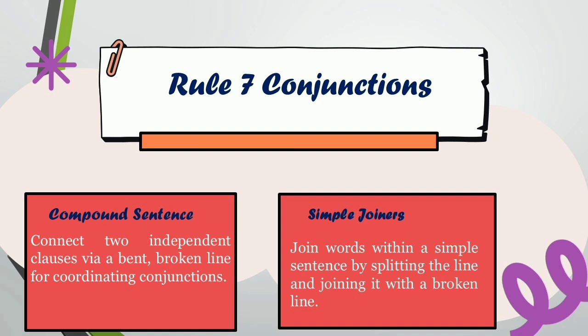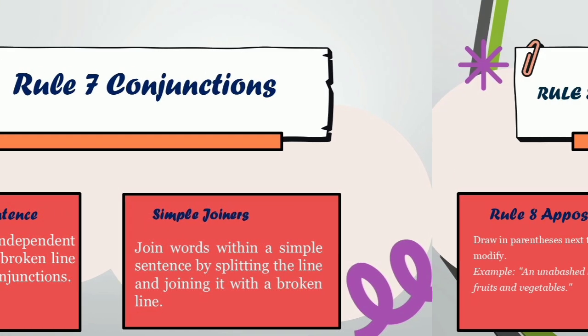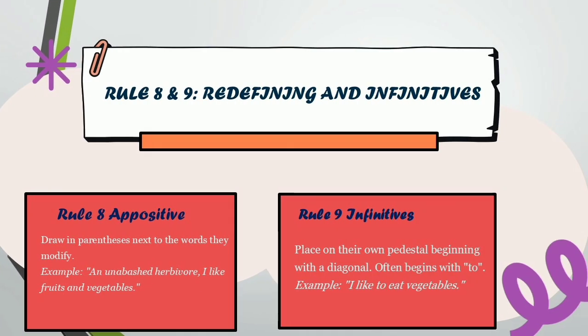Rule 7 covers conjunctions, which link thoughts together. We use two different approaches based on the sentence type. For simple joiners within a single clause, like fruits and vegetables, split the baseline into a fork, then reconnect it using a vertical dotted line that holds the conjunction and. For compound sentences with two separate clauses, stack both baselines completely, then connect the verbs of both clauses using a step dotted line to hold the coordinating conjunction.